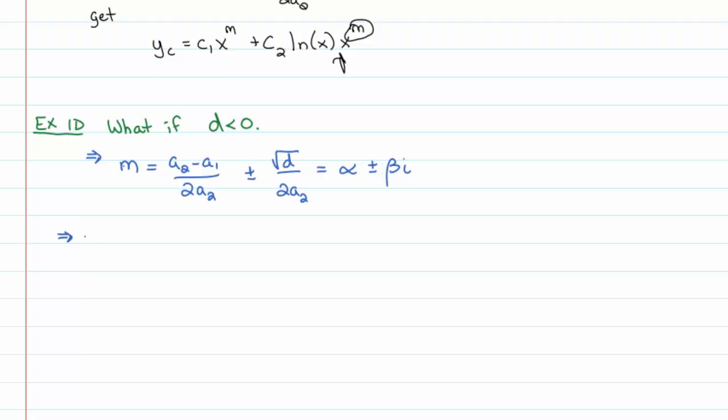This implies that our solution, or complementary function, a solution to the homogeneous version of this Cauchy-Euler, is going to be some constant, x to the alpha plus beta i, and then some other constant, x to the alpha minus beta i. And you notice that both those have x to the alpha in common, so I'm going to factor out an x to the alpha. And when I do that, I'm left with C1 x to the beta i plus C2 x to the negative beta i. And we're going to use a little trick here.